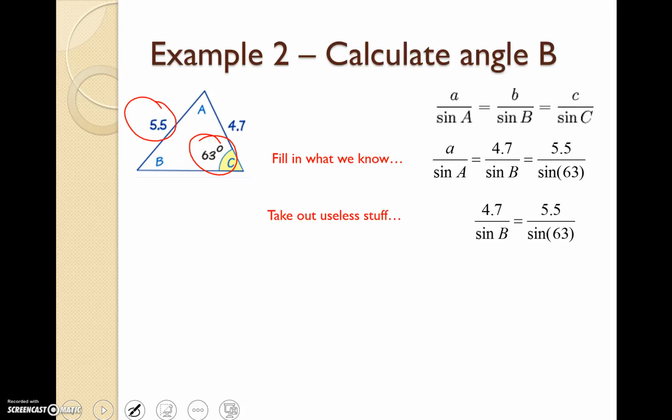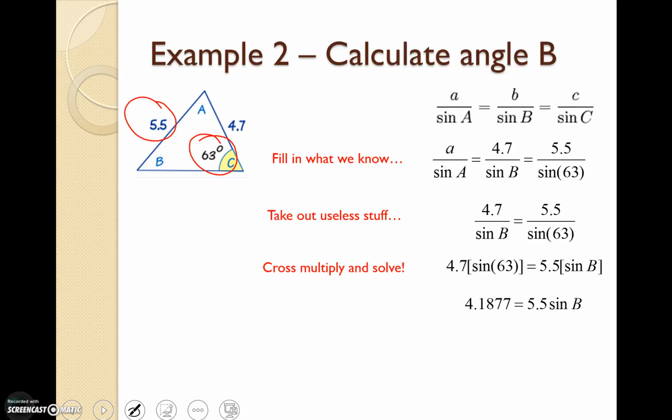And we have 4.7 over sine of B equals 5.5 over sine of 63. Okay, this is where things start to get different. In the previous one, we cross-multiplied, and then we were done. In this one, though, I'm solving for an angle. So we're still going to cross-multiply. That's not different. We're still going to divide.